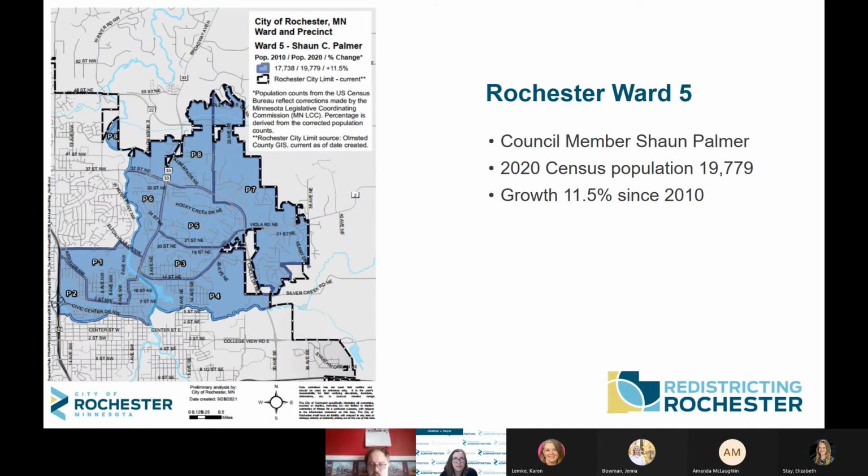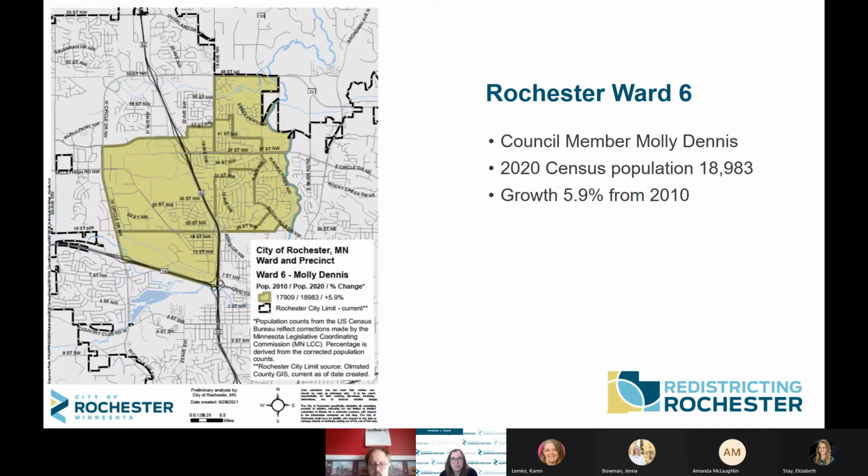Ward 5 is the north and east part of Rochester, served by Councilmember Sean Palmer. The population is 19,779, and the growth is 11.5% since 2010. And Ward 6 is central and north of the northern part of Rochester, and the population is 18,983 with a growth of 5.9% from 2010.